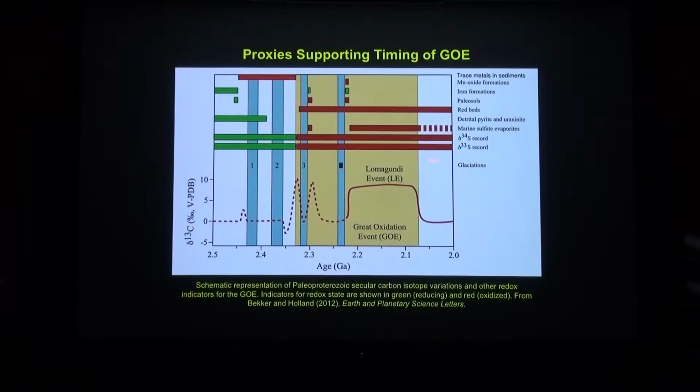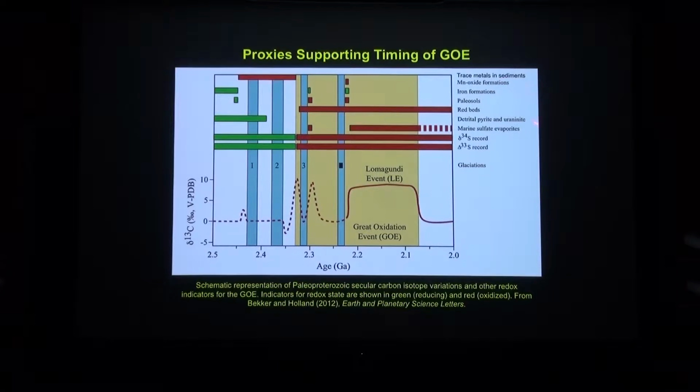Iron formations, this is the stuff that I work on. They basically have it as reducing because you have to bring iron onto the continental shelves to form these large iron deposits. That means the oceans have to be ferruginous or reducing to transport the ferrous iron from a hydrothermal vent to the site of deposition.